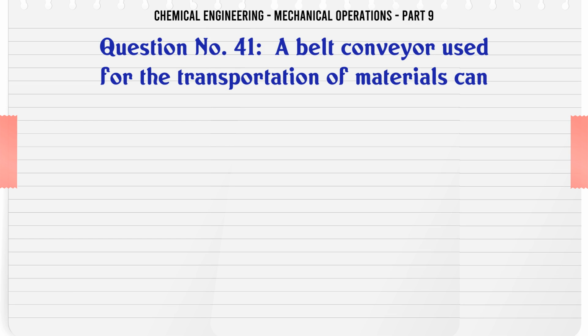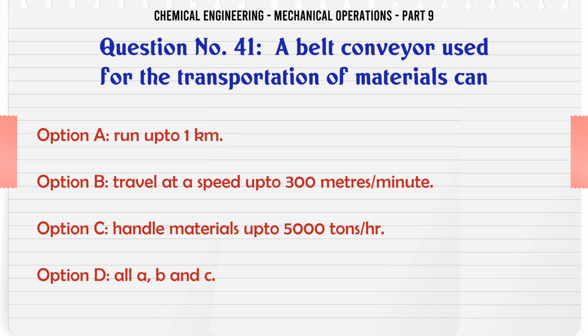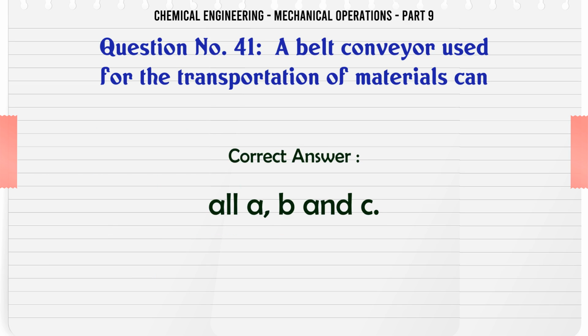A belt conveyor used for the transportation of materials can: A. Run up to 1 km, B. Travel at a speed up to 300 meters per minute, C. Handle materials up to 5,000 tons per hour, D. All A, B and C. The correct answer is all A, B and C.